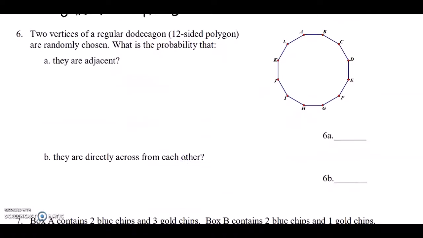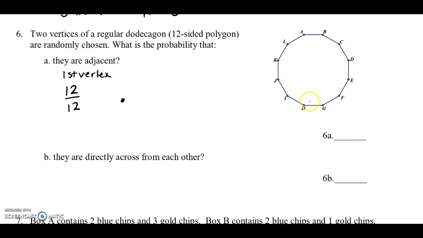If 2 vertices of a regular dodecagon are randomly chosen, what is the probability that they are adjacent? So for my first vertex, I could choose any of these. So I have 12 to choose from, and then all 12 would be winners. So that's 12 out of 12 for the first.